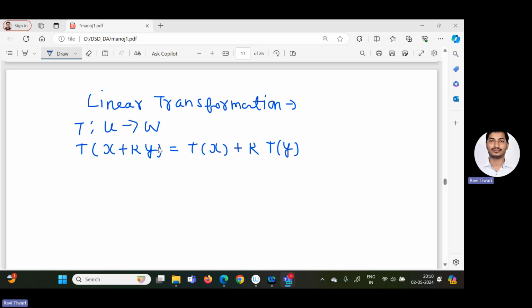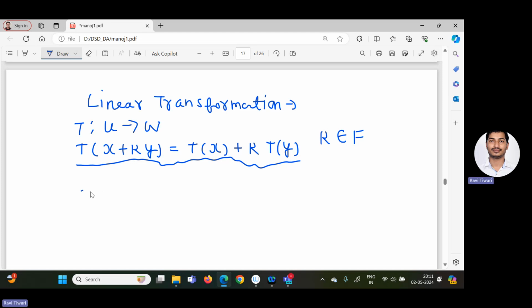We know that if U and W are two vector spaces, and if T is a function defined from U to W, then this T is known as a linear transformation if T of x plus ky is equal to T of x plus k times T of y, where x and y are vectors chosen from U, and k is a scalar chosen from the field F, where U and W are vector spaces over some field F.